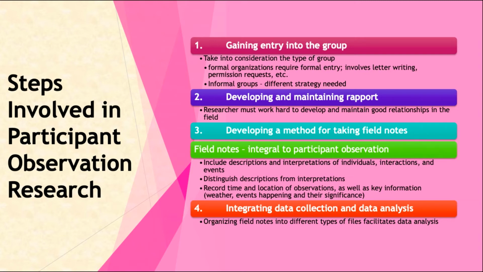But for informal groups, different strategies are needed. This depends on you when you are observing a cultural group where there are no formalities. You may, for example, make friends with someone, and that will help you to enter. Then comes developing and maintaining rapport. As a researcher, you must work hard to develop and maintain a good relationship in the field, because if you do not have a strong relationship, respondents may not cooperate with you and may not give you the crucial information you need to develop the theory or to carry out that social or cultural investigation.